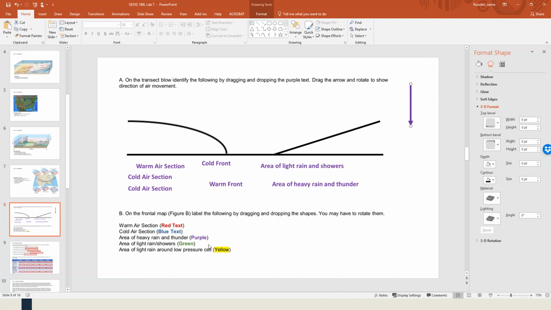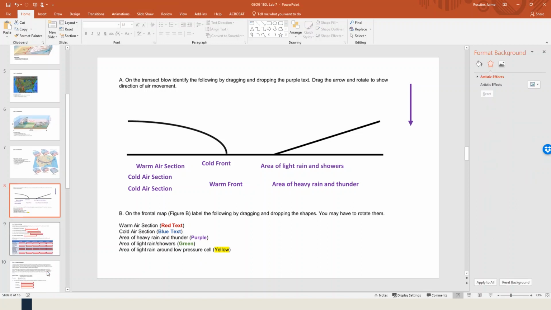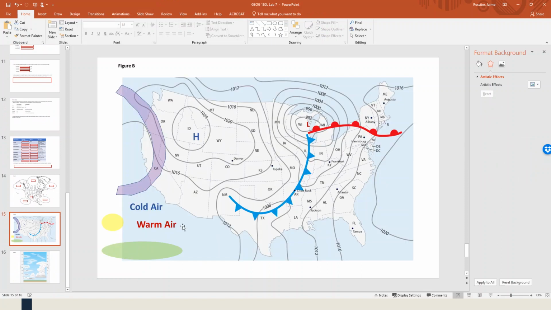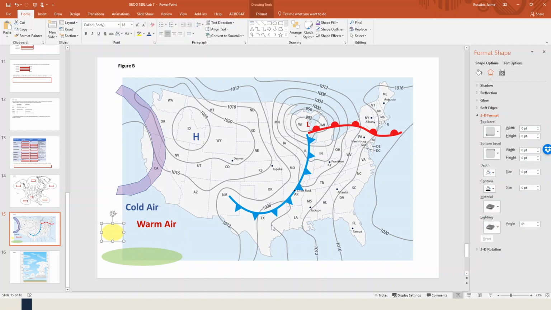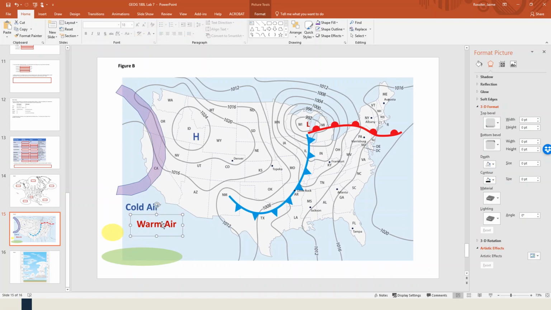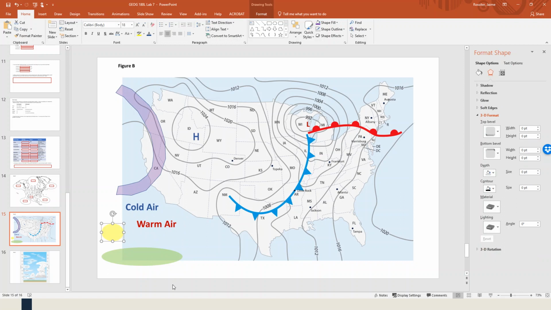The next thing you're going to do is on figure B, which is a frontal map. You're going to label by dragging and dropping the warm air section, the cold air section, the area of heavy rain and thunder, which is in purple, the area of light rain showers, and the area of light rain around the low pressure cell. So when we have low pressure, we generally have wet weather. And so if we go to that figure, these on the left, you can drag them around and move them approximately where they need to be on this figure. So light rain, you have to rotate them a little bit to get them in the right spot. Light rain, heavy rain, cold air mass, warm air mass, and then rain around the low pressure system.